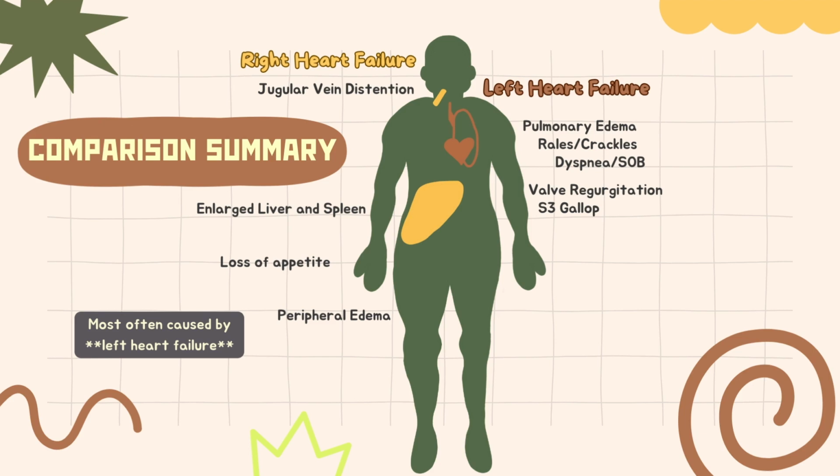So right heart failure: jugular vein distension, enlarged liver and spleen, loss of appetite, peripheral edema. And remember, it is most often caused by left heart failure. And then with left heart failure, there's going to be a lot of lung dysfunction, so pulmonary edema, rales and crackles, dyspnea, shortness of breath, possibly valve regurgitation, and an S3 gallop.